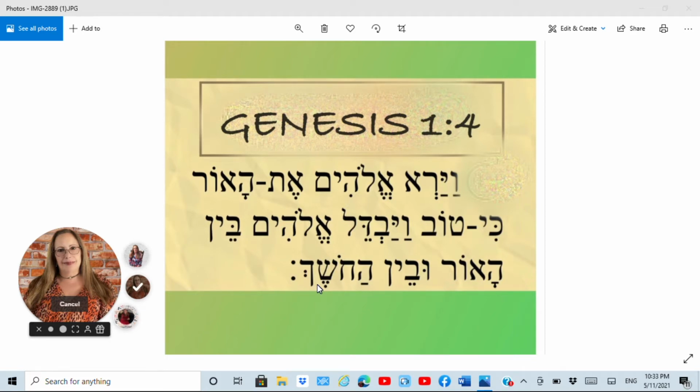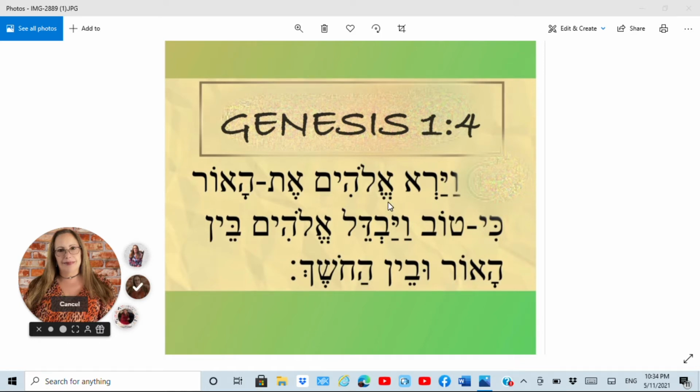Okay. I'm also going to go over some of the vowel markers that we did a few lessons ago. So let's start with this one here. This is called the patach. The patach. This one is called shiva. Shiva.